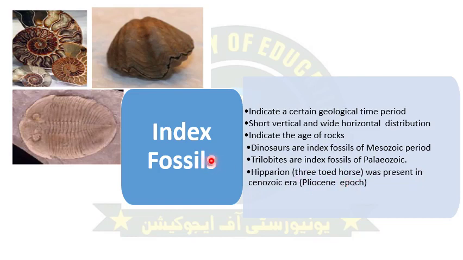So index fossils actually indicate a specific time period. Those fossils represent the time period in which they were present, and other organisms present in the same layer of the earth also indicate the same era of time. So just like dinosaurs, they are indicative of the Mesozoic time period.